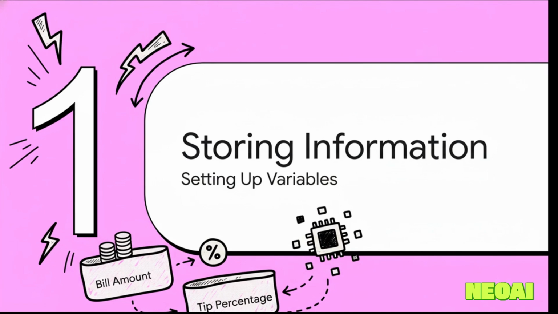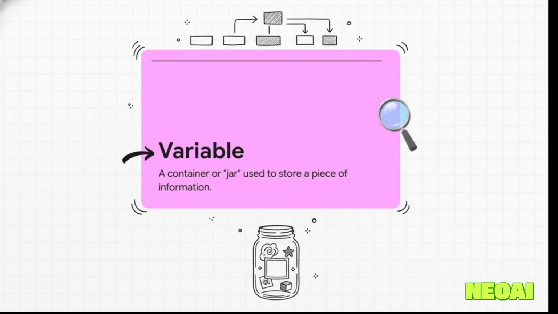Well, before a computer can do anything, it needs to know what it's working with. It can't just magically know the numbers. Our first job is to store the two most important pieces of information, the amount of the bill and the percentage for the tip. And to do that, we're going to use one of the absolute cornerstones of programming, a variable. Honestly, the best way to think about a variable is just like a jar. It's a little container that we can slap a label on and just pop some information inside to use later.